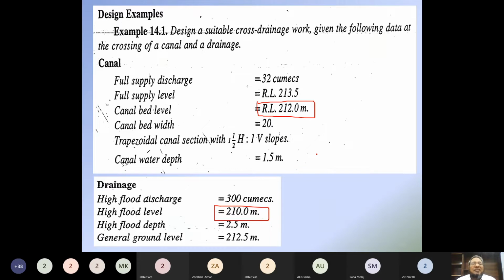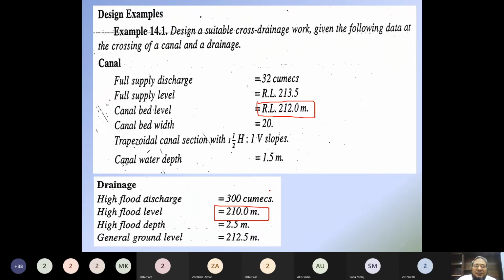Now, an aqueduct, which type of aqueduct? Type 1, type 2, or type 3? And what is the reasoning for it? Shall we provide type 1? Shall we provide type 2? Or shall we provide type 3 aqueduct?